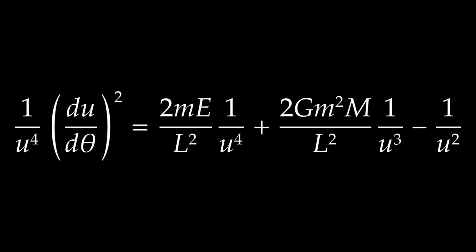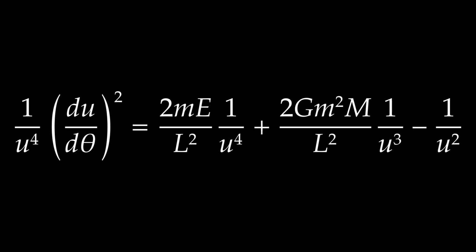1 over u to the 4th power times du d theta. So I've transformed my integral, a change of coordinates, a change of variable. Do you see I've replaced dr squared with 1 over u to the 4th du squared. So I'm fine there. On this side, 2me, and here I find myself writing these constants over and over again. It's a little frustrating. u to the 4th, minus 1 over u squared, plus 2g little m squared capital M over L squared times 1 over u cubed.